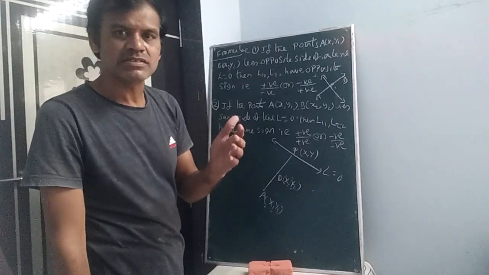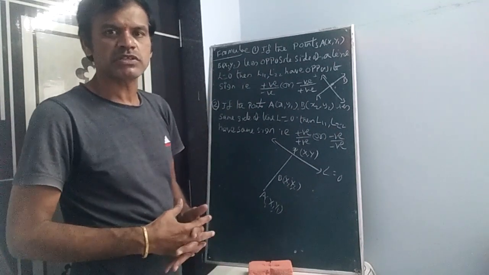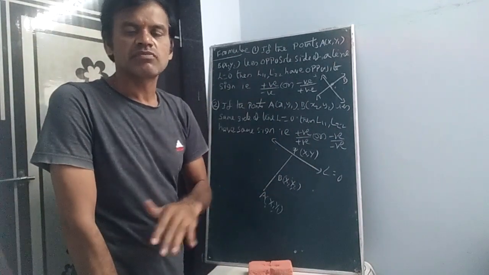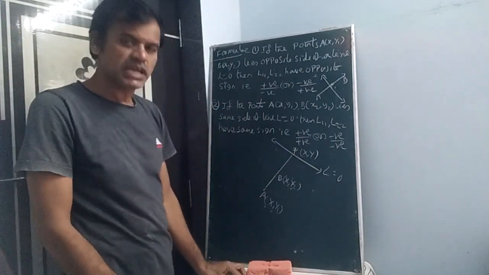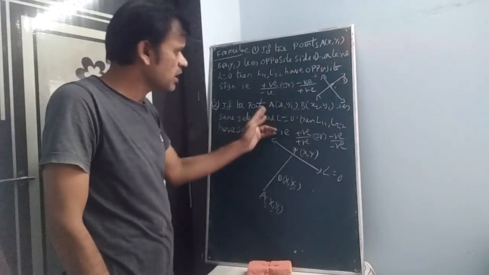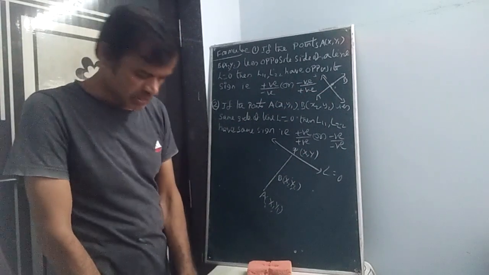Opposite means sign. Side means left or right. Sign means symbol, plus or minus. If they are on the same side, they have the same sign. If they are on opposite sides, they have opposite sign. So you should remember sign is side. Opposite means plus minus, minus plus, if they lie on opposite sides. Same means plus plus, minus minus, like this.